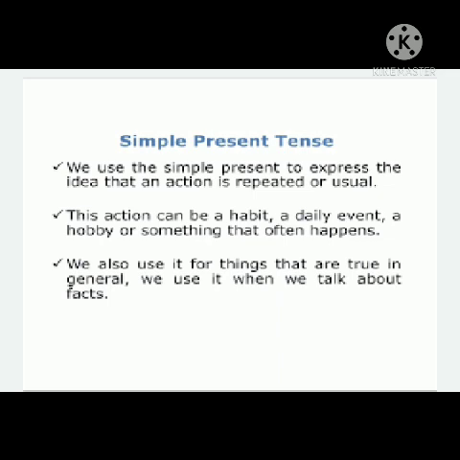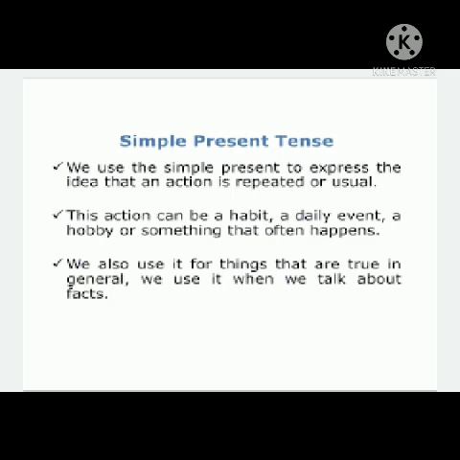We also use it for things that are true in general, like universal truth. The sun rises in the east, the earth is round. Yes, these are facts, things that are generally true. So we use the simple present tense for those. We use it when we talk about facts.